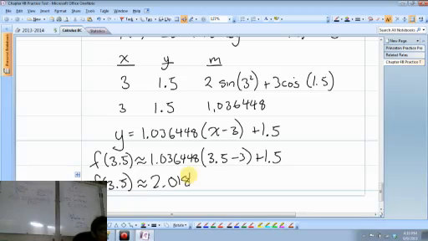Okay, question 7. The volume of a right circular cone is given by this equation. For this particular cone, the height equals 8/5 the radius. Find dv dt for these conditions. All right, let's do 7.